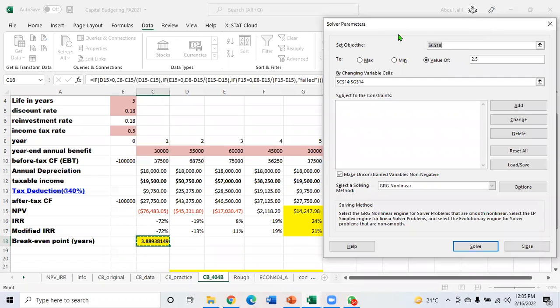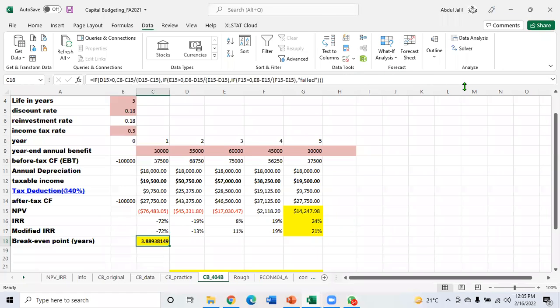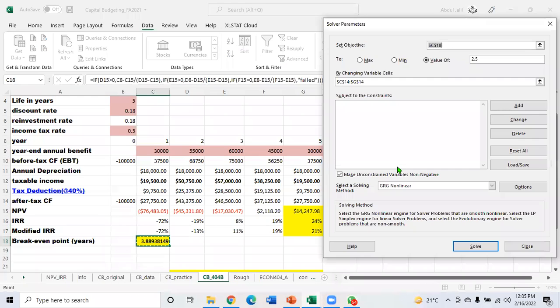strategy, the solver, which is available in this Excel. You can add it on first of all, right? This solver can be added on just like the data analysis tool. So the solver tool can be added on to the process. So you are going to open this.